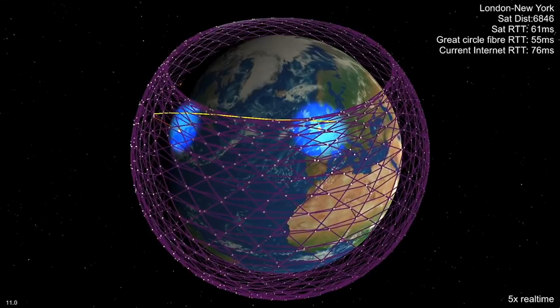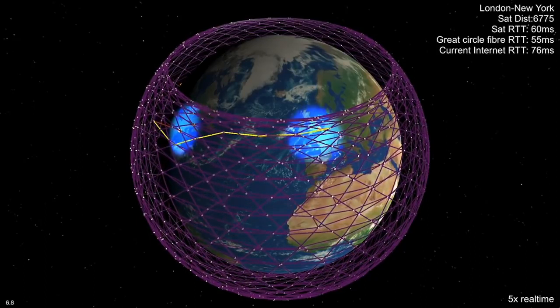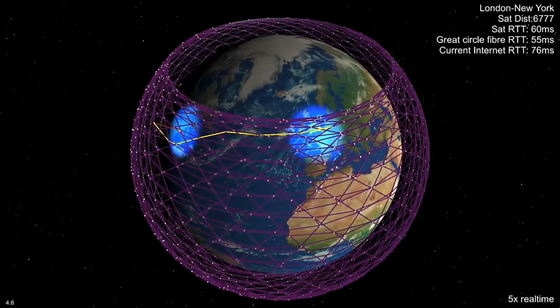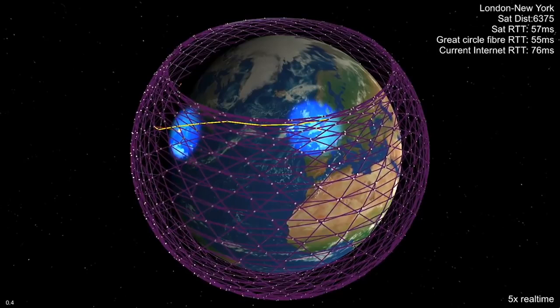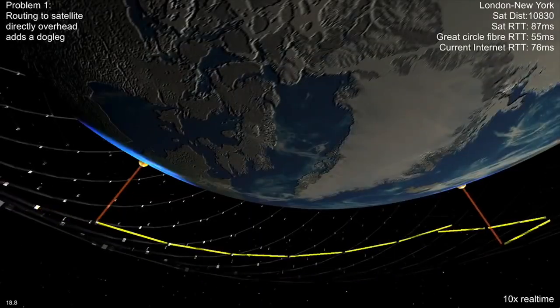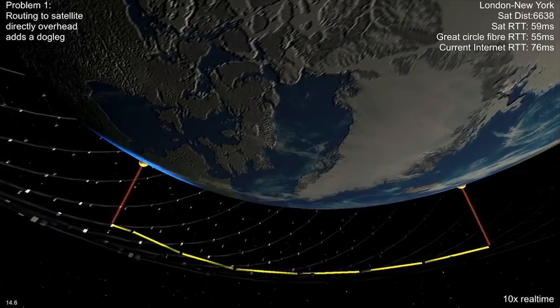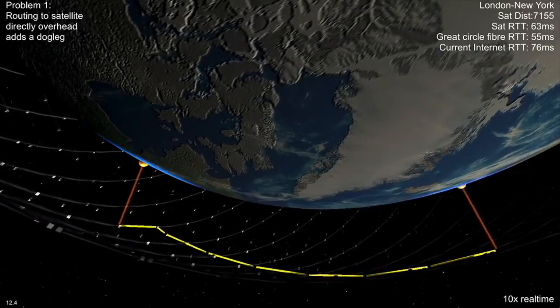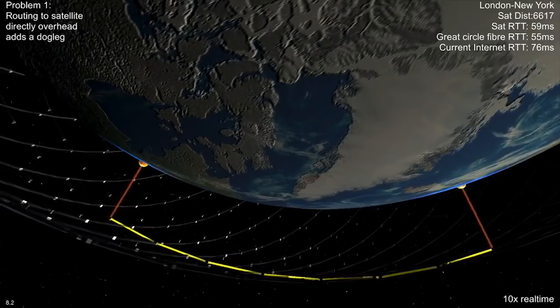We're running Dijkstra here at 10 frames per second, using link latency as the metric. The round-trip time is less than current internet paths, though it's higher than it would be through optical fiber laid along the Great Circle route. The latency is also quite variable. While routing to the most directly overhead satellite maximizes RF signal strength, it isn't great for latency. Routing up, and then across, involves a dogleg path.